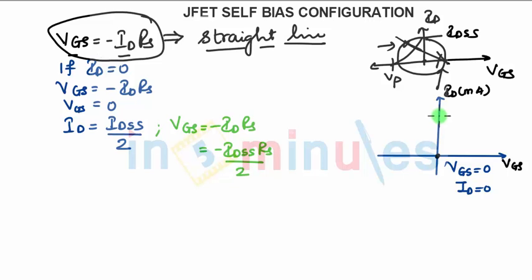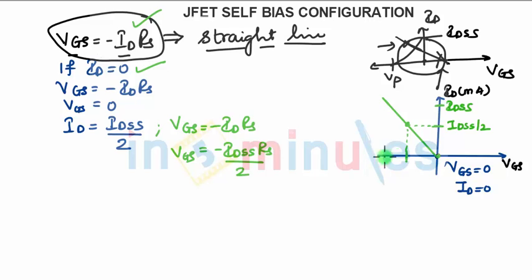So this is 1 point. What value of ID am I taking? Suppose this is your IDSS. Half of that will come here. So for IDSS by 2, I will get some value of VGS. When you put that value, you will get some point. Suppose this is the point. This was the first point which I got after substituting ID equal to 0. I will just join these 2 points. I will get a straight line that satisfies this equation, right?